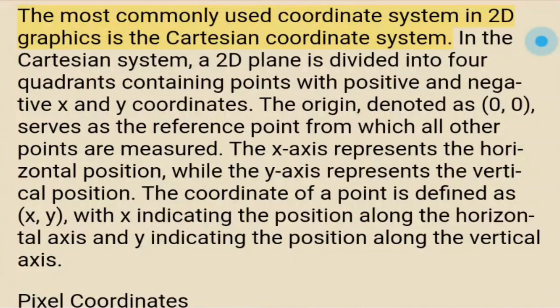Cartesian coordinate system. The most commonly used coordinate system in 2D graphics is the Cartesian coordinate system. In the Cartesian system, a 2D plane is divided into 4 quadrants containing points with positive and negative x and y coordinates. The origin, denoted as 0, 0, serves as the reference point from which all other points are measured. The x-axis represents the horizontal position, while the y-axis represents the vertical position. The coordinate of a point is defined as x, y, with x indicating the position along the horizontal axis and y indicating the position along the vertical axis.